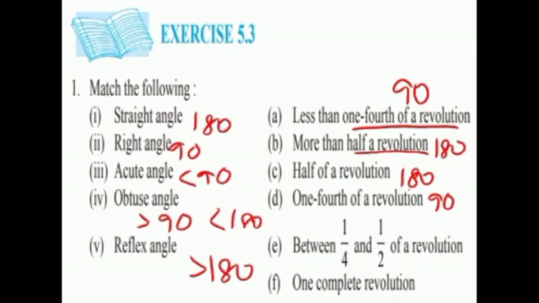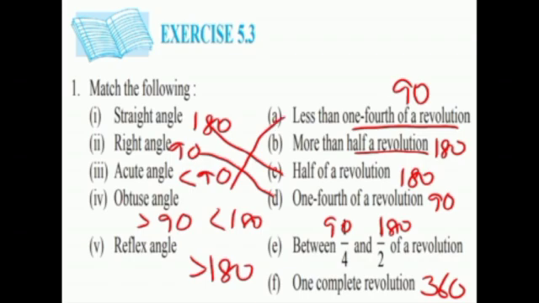Between 1/4, which means 90, and half, which means 180. One complete revolution means 360 degree. Now match the angles. Straight angle is exactly 180 degree, which is equal to half of a revolution. Right angle is exactly 90 degree, which is equal to 1/4 of a revolution. Acute angle means less than 90 degree, which means less than 1/4 of a revolution.